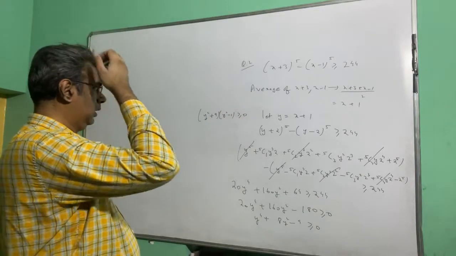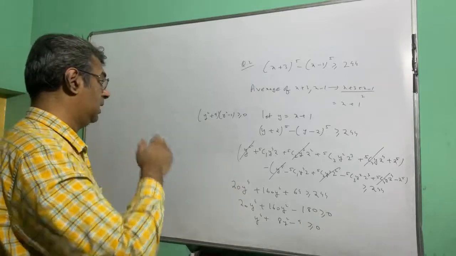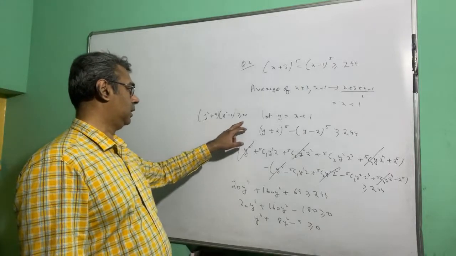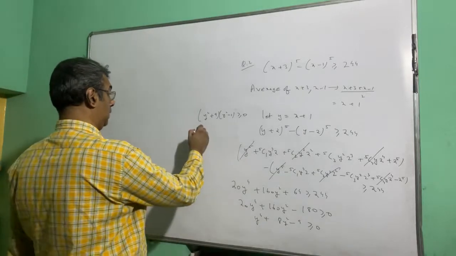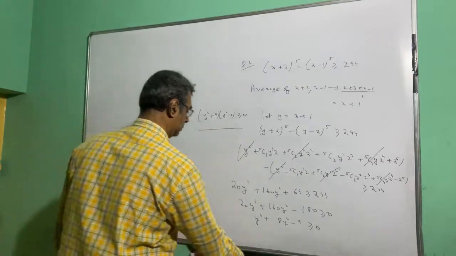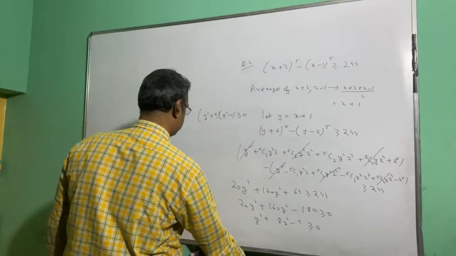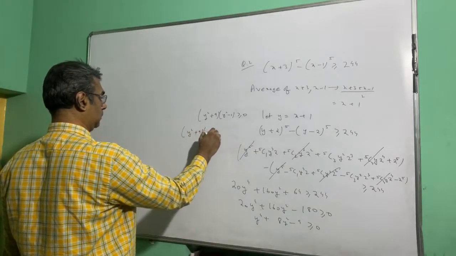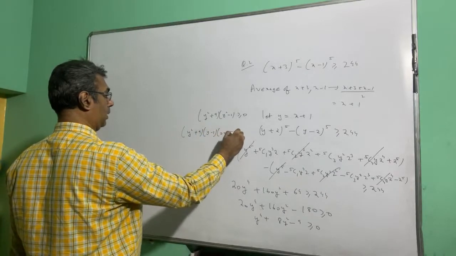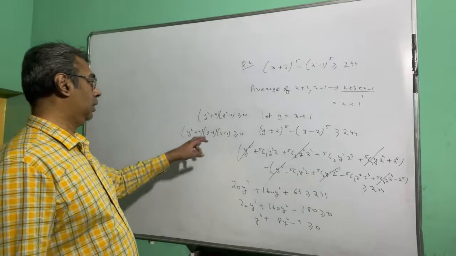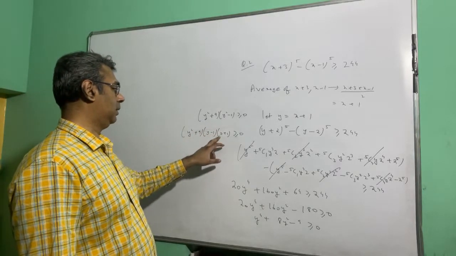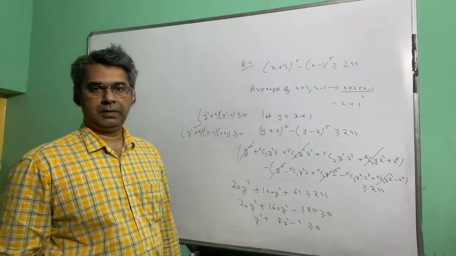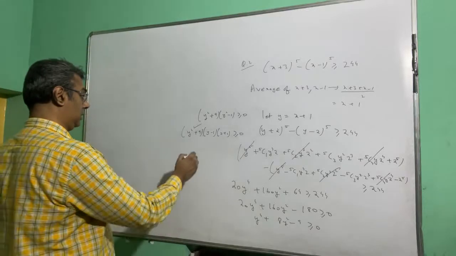So (y square plus 9) into (y square minus 1) is greater than or equal to 0. Now you draw. So now y square minus 1 is (y minus 1) into (y plus 1), greater than or equal to 0. Now y square plus 9 is obviously a positive number, so no need to consider that.